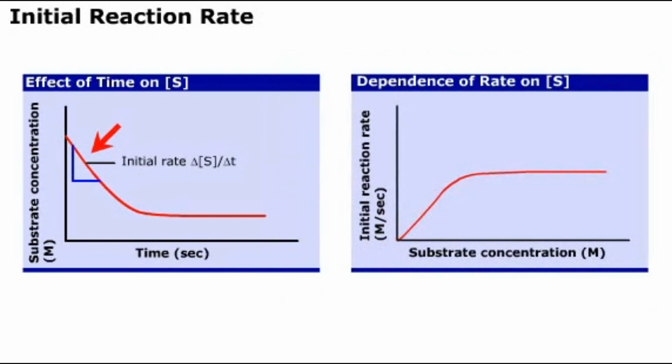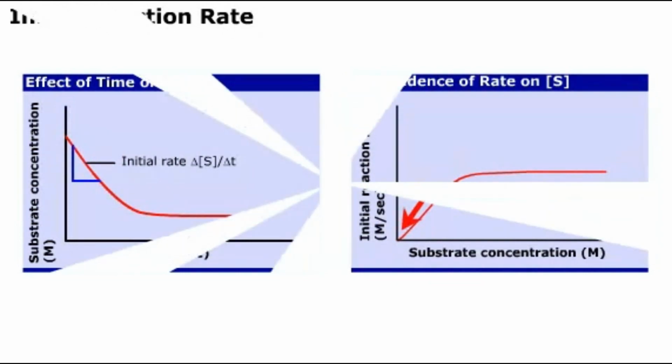The initial rate can be measured in this region of the left graph, which shows change in substrate concentration as a function of time. This is important because the substrate concentration decreases as the reaction proceeds, thus affecting the reaction rates whenever the enzyme is not saturated.